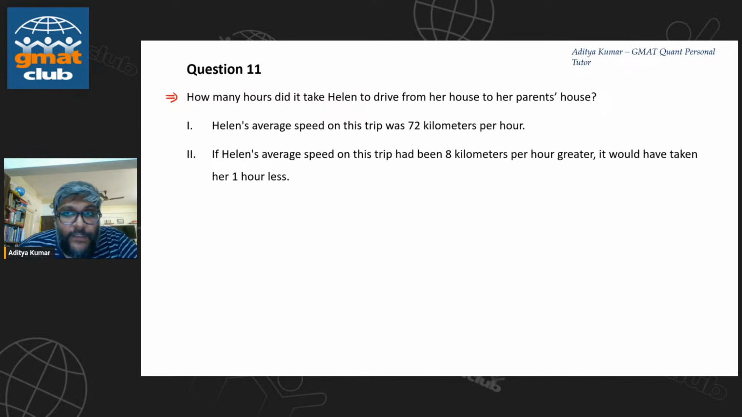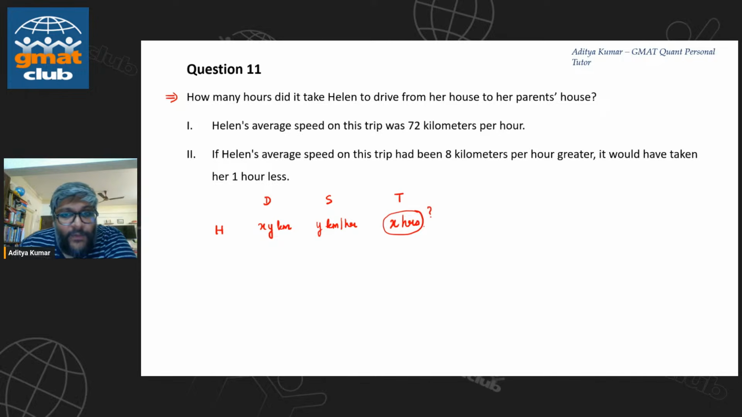And since we are dealing with a speed, distance, time question, I would want to set it up, integrate the process of using that table here as well. So I have distance, I have speed, I have time, and I have only one person moving, Helen, right? So what does it say? How many hours did it take Helen to drive from a house to her parents' house, right? So it's how many hours. So I'm going to say let the hours be X. I don't know what Helen's speed is. So let me keep Y kilometers per hour. So the distance will be X into Y kilometers, right? And the question is asking me to solve for X.